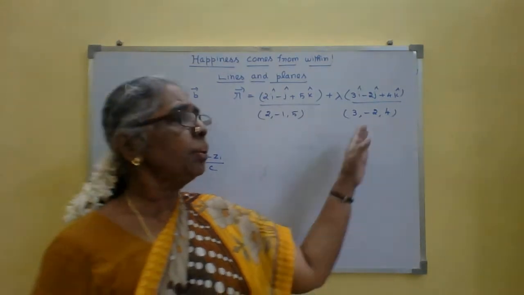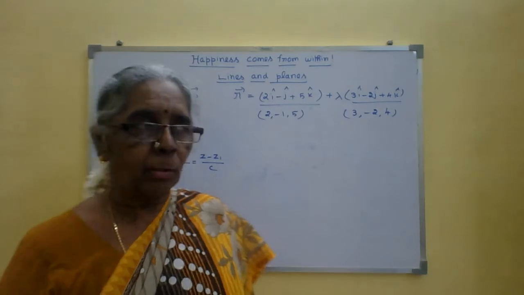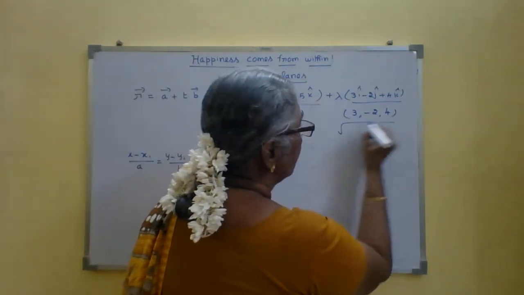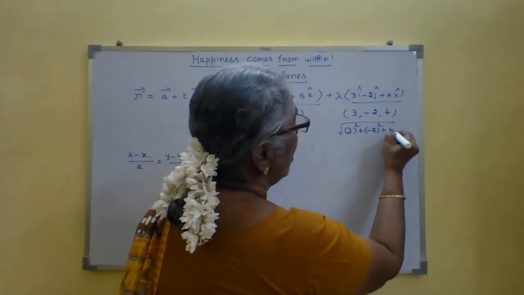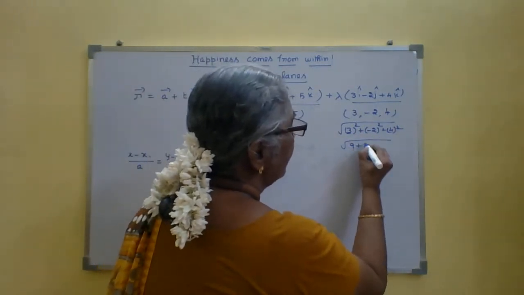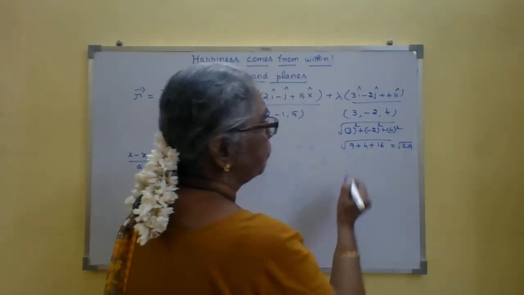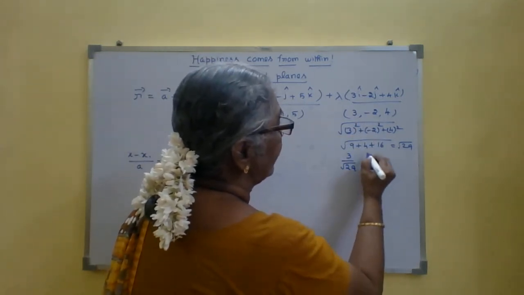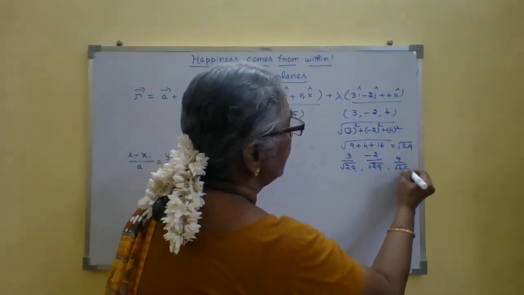Okay. Once you know the direction ratios, you can easily find the direction cosines, because when you know the direction ratios, you have to take the root of 3 square plus (minus 2) the whole square plus 4 square. That will give you the modulus. So, you will be getting root of 9 plus 4 plus 16, which is equal to root 29. Now, these are the DRs. So, the direction cosines will be 3 by root 29, minus 2 by root 29 and 4 by root 29.